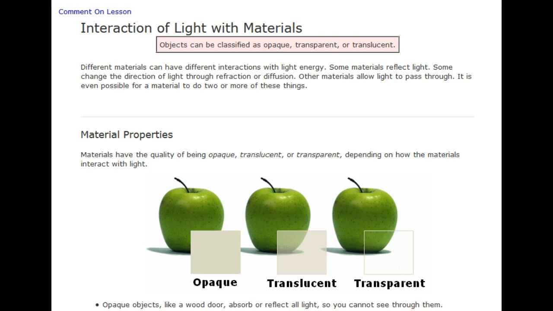Objects can be classified as opaque, transparent, or translucent. Different materials can have different interactions with light energy. Some materials may reflect light, some change the direction of light through refraction or diffusion, and other materials allow light to pass through. It is even possible for a material to do one or more of these things. Materials have the quality of being opaque, translucent, or transparent, depending on how the materials interact with light.